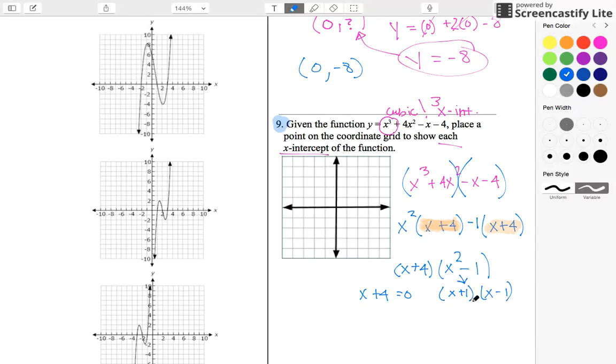So then when I set each of those equal to 0, x minus 1 equals 0, I will realize I will have an x-intercept at -1 and an x-intercept at positive 1. And right here, an x-intercept at -4. So those are the 3 points I should have. 1, 2, 3, 4: -4, 1 dot right there, 1 at -1, and then 1 at positive 1.